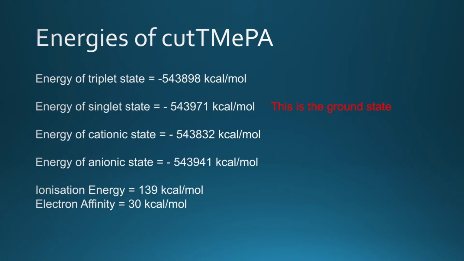As seen here, the energies of cut TME-PA are as follows. The energy of a triplet state is -543,898 kilocalories per mole, and I'm not going to read them all out. As you can see here, the most negative value is the singlet state, which in this case is the ground state. This is more stable. Now the ionization energy and electron affinity were calculated from the cationic and anionic states respectively, by taking the cationic state and subtracting the ground state, in this case the singlet state, from its energy to find the difference. And the same was done for the electron affinity, excuse me.